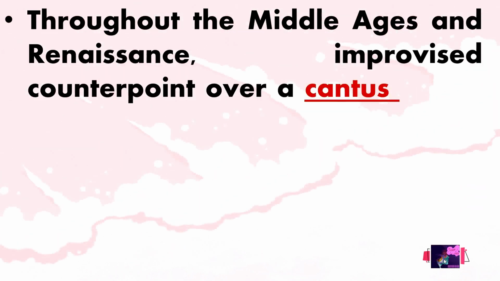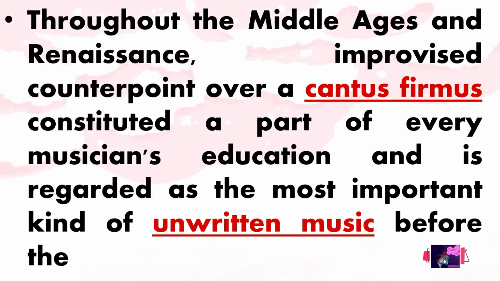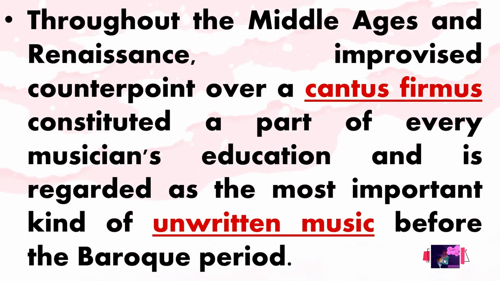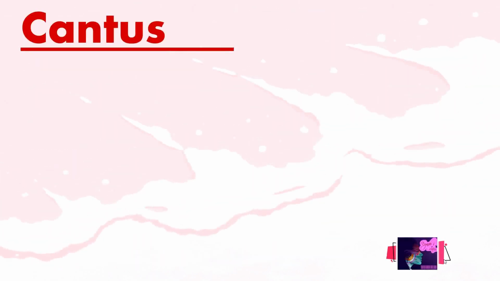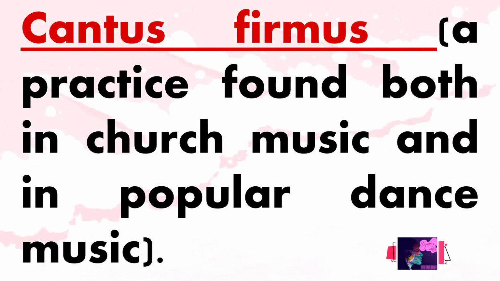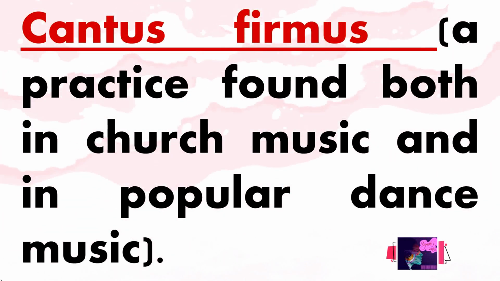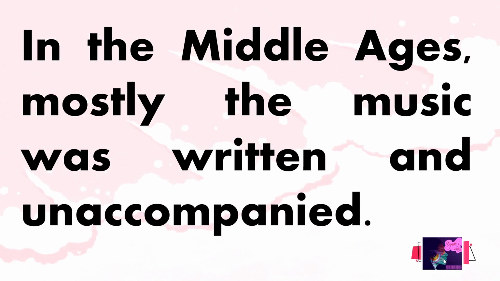Throughout the Middle Ages and Renaissance, improvised counterpoints over a cantus firmus constituted a part of every musician's education and is regarded as the most important kind of unwritten music before the Baroque period. When you say cantus firmus, it is the practice found both in church music and in popular dance music. In the Middle Ages, mostly the music was written and unaccompanied.